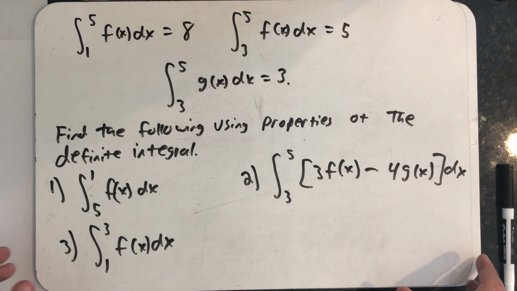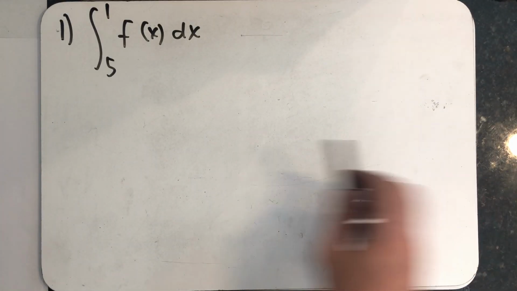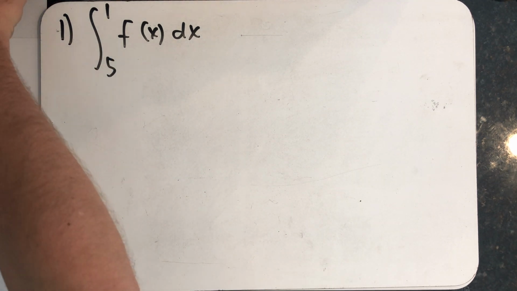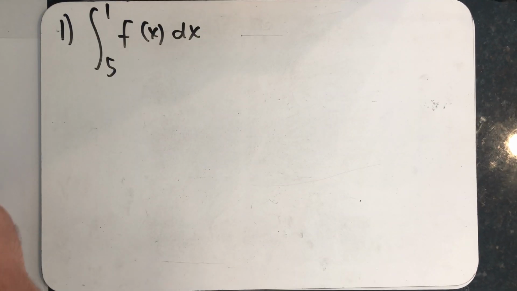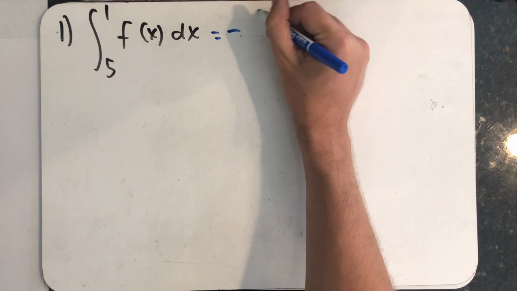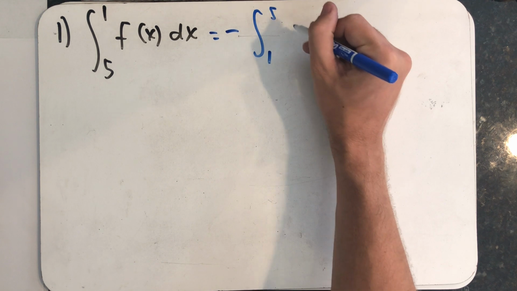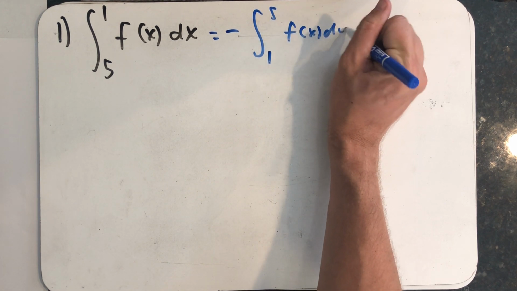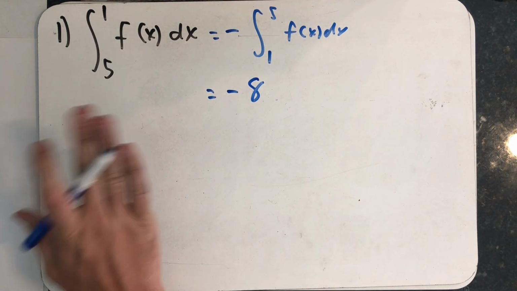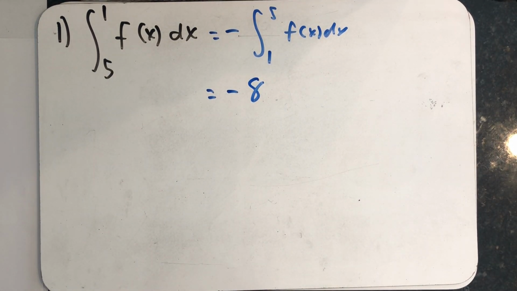Okay, let's go through them one by one. In problem number 1, I have the definite integral from 5 to 1 of f of x. The order of integration property tells me that this would be the opposite of the integral from 1 to 5 of f of x dx. Well, I know the integral from 1 to 5 of f of x is 8. So here in number 1, my answer must be minus 8.